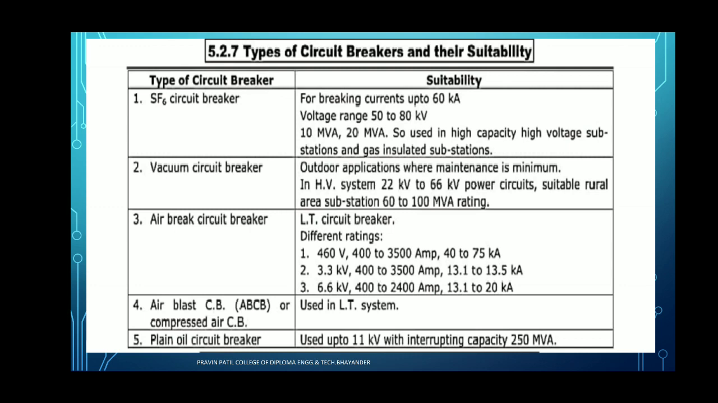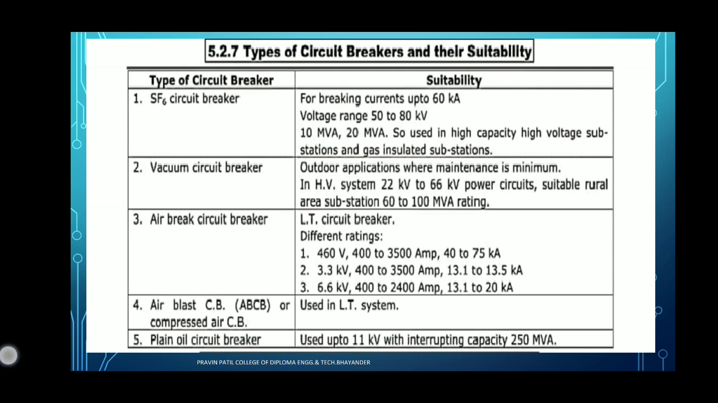So this is the second type of device which is used in the power systems. Next is the circuit breaker, the air brake circuit breaker. The air brake circuit breaker is the LT circuit breaker, that is the low tension circuit breaker, as the name indicates, and SF6 is for high capacity and high voltage substations. So this is the difference between SF6 and air brake circuit breakers.